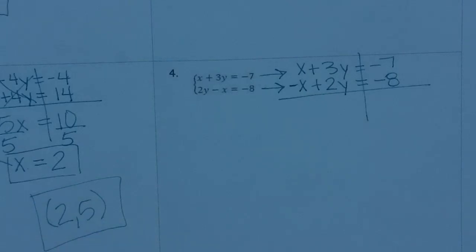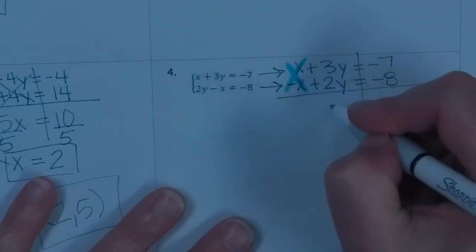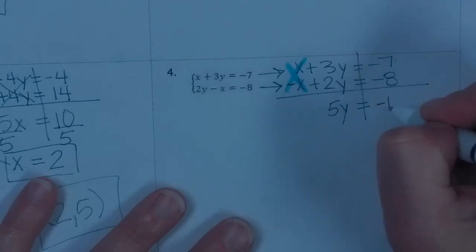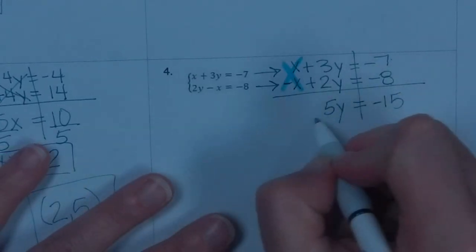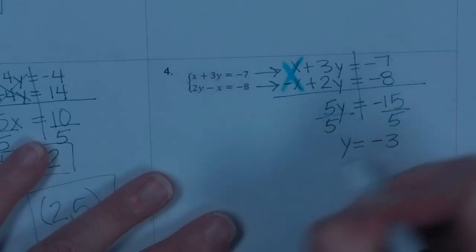Which letter cancels out this time? Yeah, x cancels out this time. So we get 3y plus 2y is 5y, and negative 7 plus negative 8 is negative 15. So what do we get for y? That's easy, we just divide. So y equals negative 3.